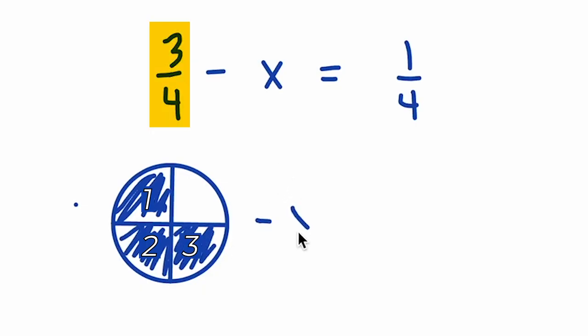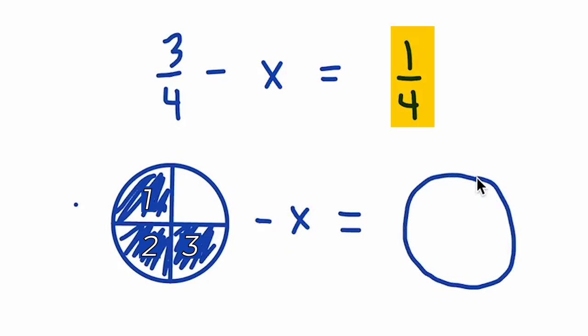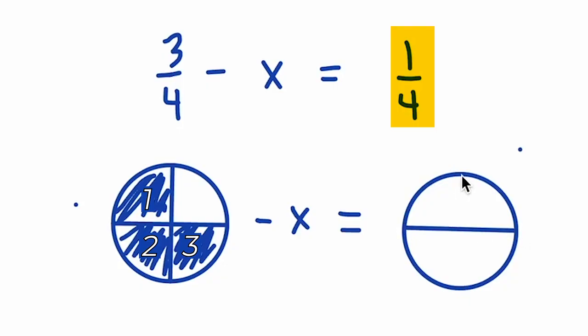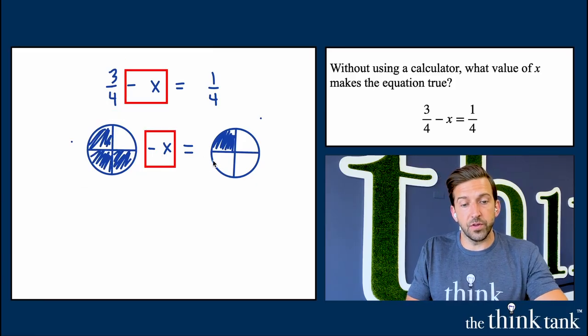Then I'm gonna subtract some unknown number x, and that's gonna leave me with 1/4. So I'm gonna draw another fraction model over here, and I'm gonna divide it into 4 parts. And this time I'm only gonna shade one of those parts. I'll shade this one here on the upper left. So I've got 3/4 minus a number equals 1/4.